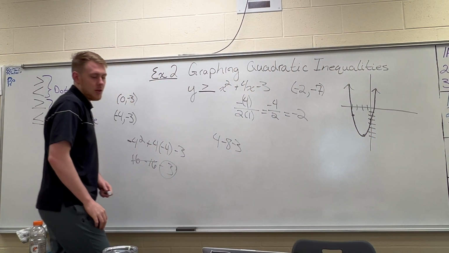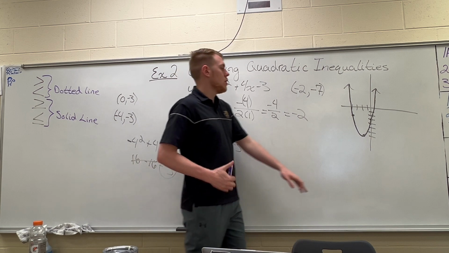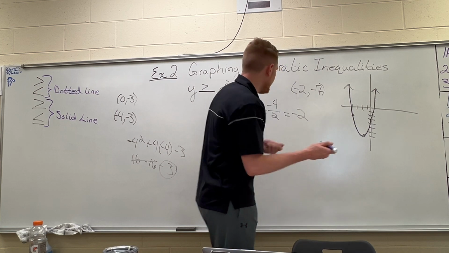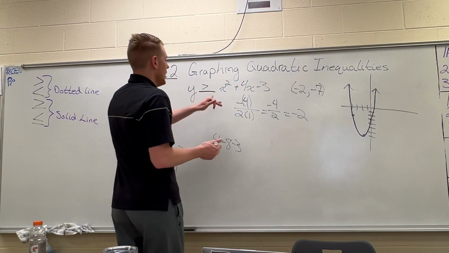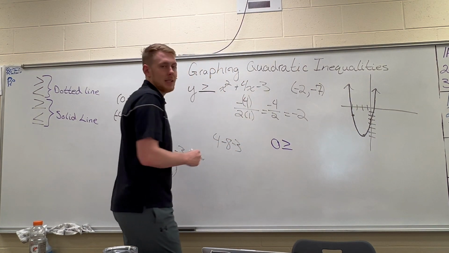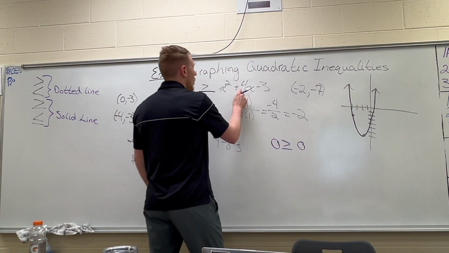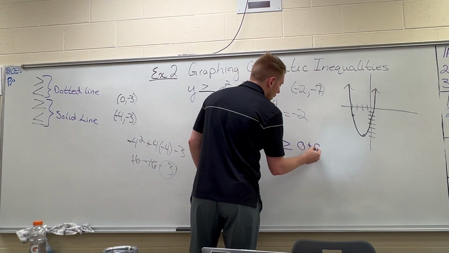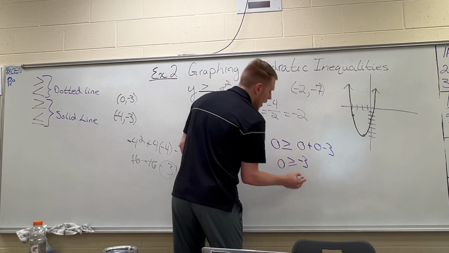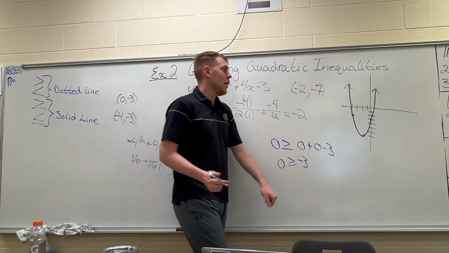Now, the last thing we have to do with inequalities is shade. How do you shade? Super easy. Pick a value somewhere. So I'm going to pick 0, 0. I put 0 in for my y, and then I put 0 in for my x's and I solve. 0 squared, well, that's 0. 4 times 0 is 0. Minus 3 is negative 3. So what I get is 0 is greater than or equal to negative 3. Is that a true statement? Is 0 greater than or equal to negative 3? Yeah, it's greater than.